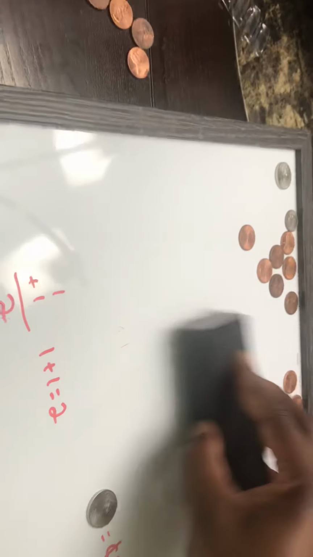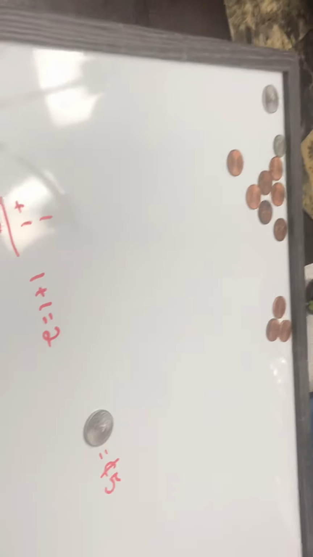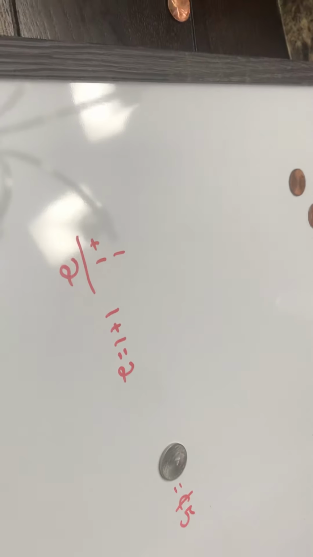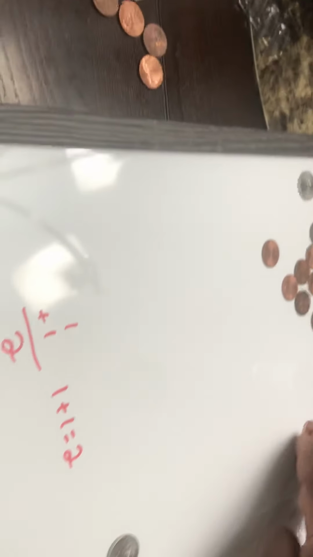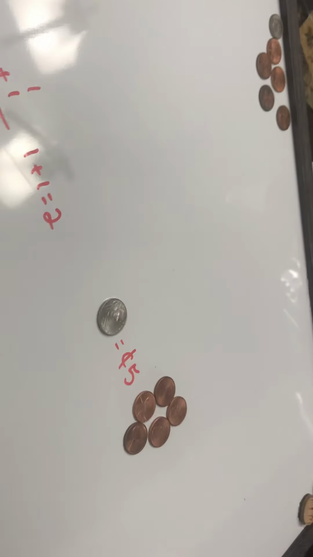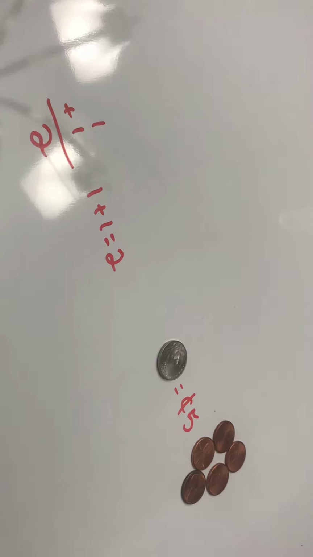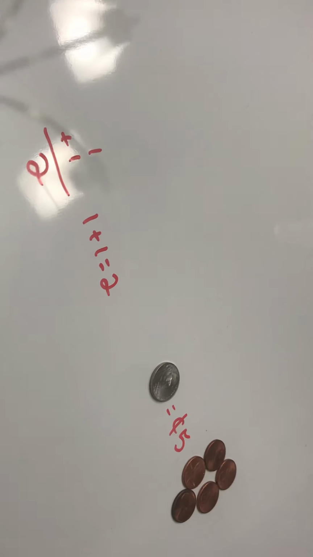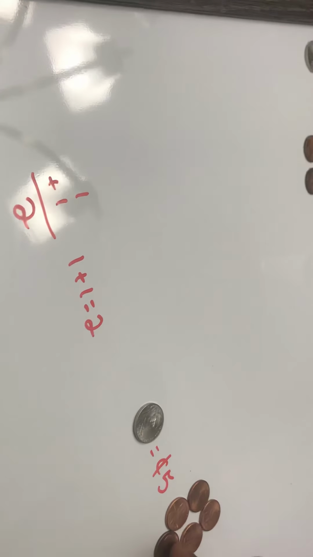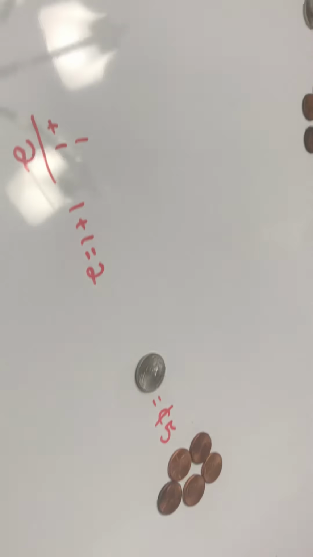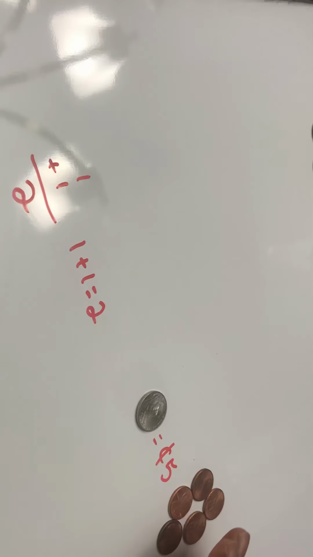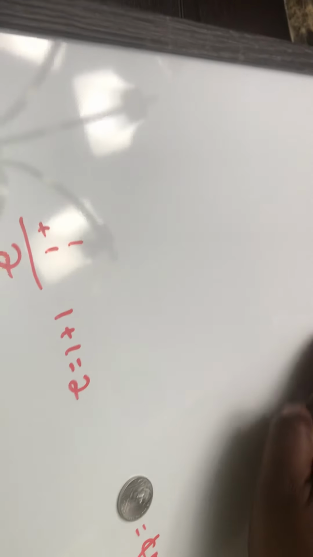So what does that mean? Let's erase that. What that means is this nickel equals 5 pennies. I'm going to say that again. This nickel equals 5 pennies. So what does that mean? 5 of these pennies equals 1 nickel. So now we know.